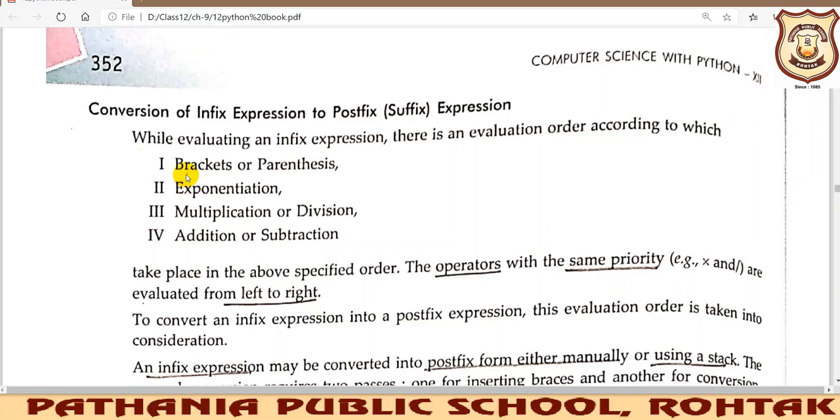That is, we should solve brackets or parentheses first, then we should go for exponential, and then we should go for multiplication and division operators if there are any arithmetic operators. Then we should try solving the subtraction or addition. But in the third and fourth cases, we can see multiplication and division, and subtraction and addition, have been given the same precedence. So in that case we will follow this left to right rule.